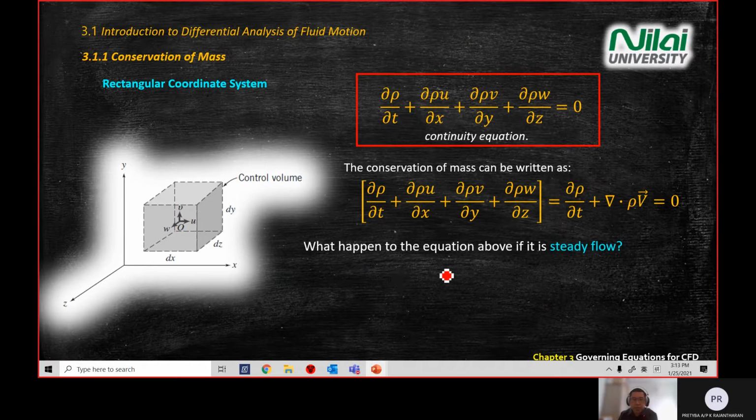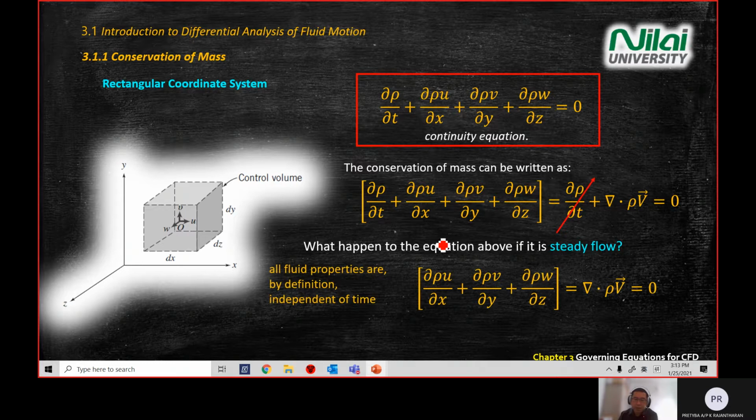The next question is, what happens if you choose a steady flow simulation in your case? When you talk about steady flow, all the terms related to time you can take out. That means all fluid properties will be independent of time. In our continuity equation here, there's only one component related to time. So when it comes to steady flow, the first term here, this one, you can take out. Your continuity equation will reduce to this form with a rho inside the second portion.